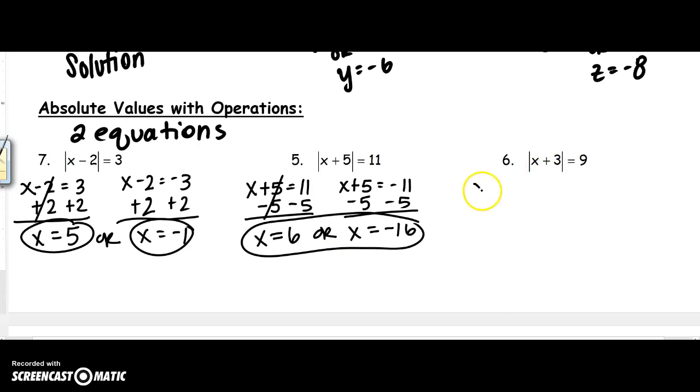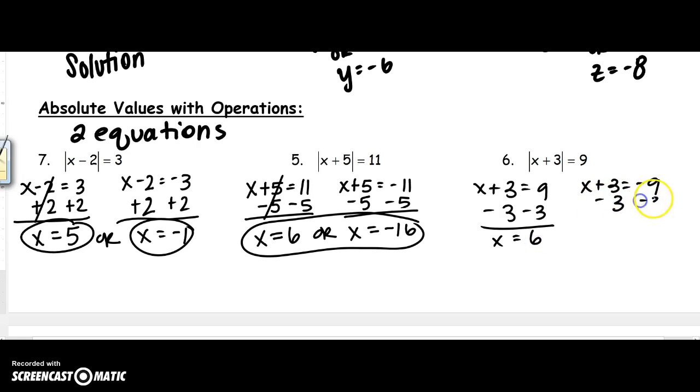This last one, you have x plus 3 equals 9, and x plus 3 equals negative 9. You would subtract 3, and so you have x equals 6. Also subtract 3 here. And since you have two negatives, remember you can add them together, giving them that negative symbol. 9 plus 3 is 12. So these are your answers.